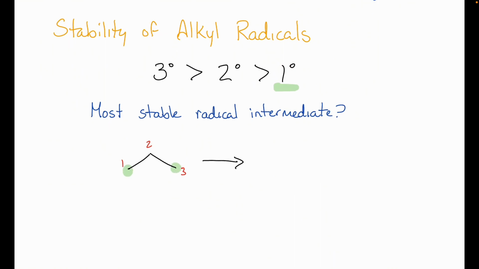And what about a secondary carbon? Do I have any of those here? That'd be this one here. Do I have any tertiary in this molecule? No. So the most stable intermediate would be when that dot, that radical, is on that middle carbon, the secondary carbon. Right? The more highly substituted a carbon is, the more stable that radical is.